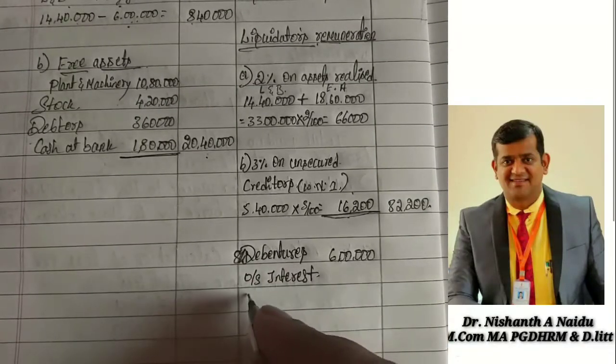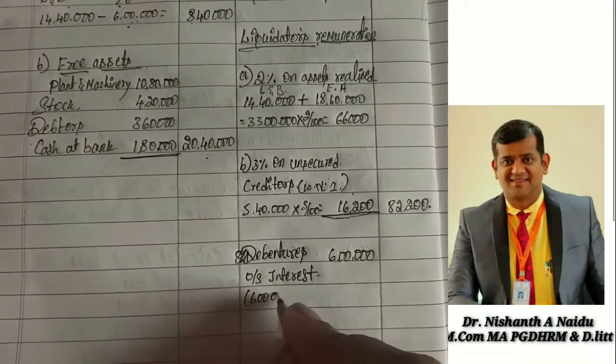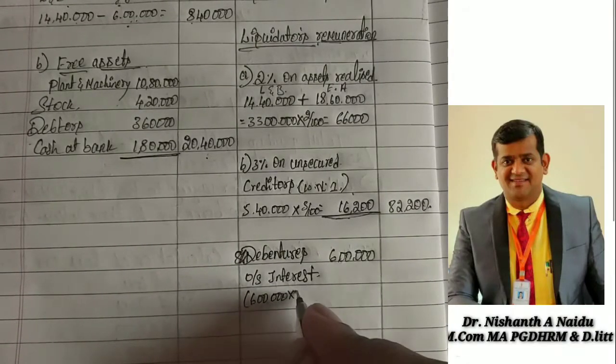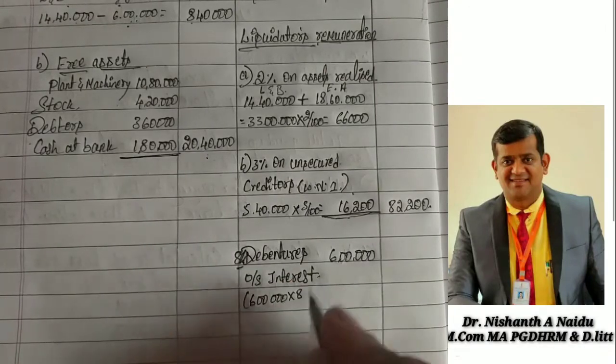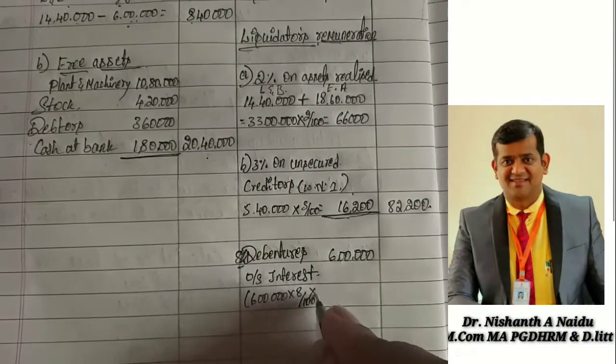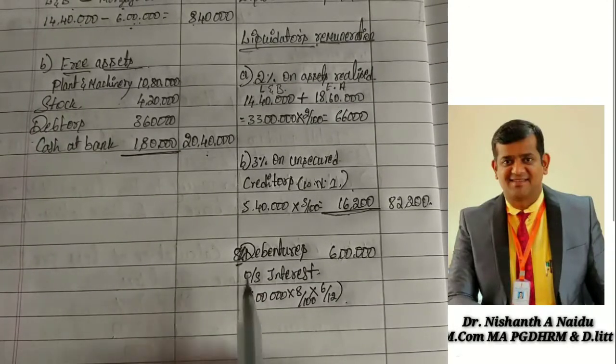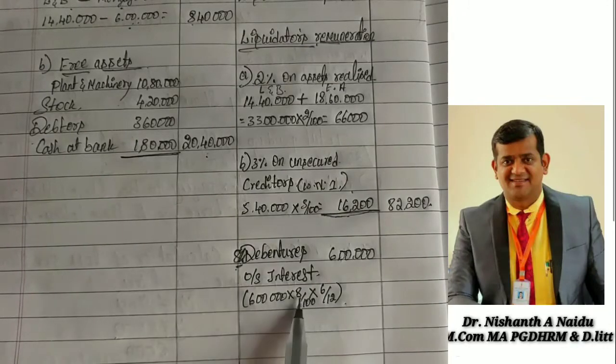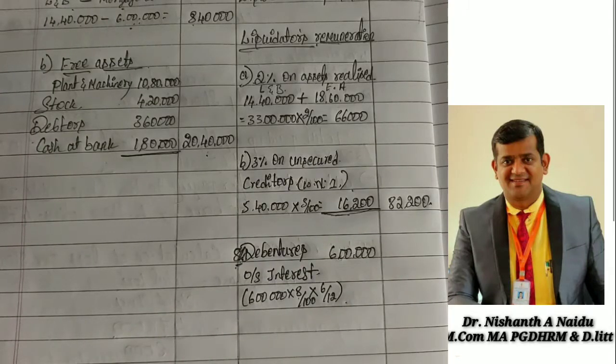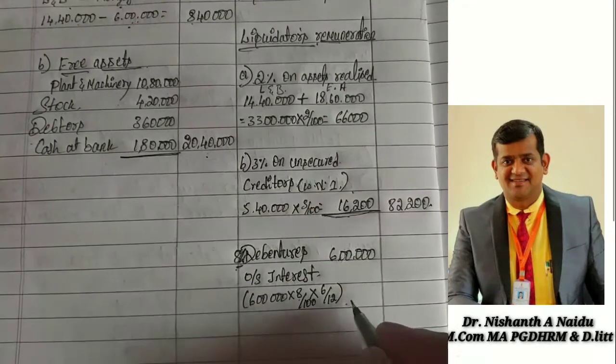Outstanding interest on debenture: how will you get it? 6 lakh into the percentage of debenture, 8 divided by 100, into how many months, 6 divided by 12. The rate of interest is 8% and the period is 6 months because the settlement was made on 30th September. So 6 lakh into 8% into 6 divided by 12 comes to 24,000.